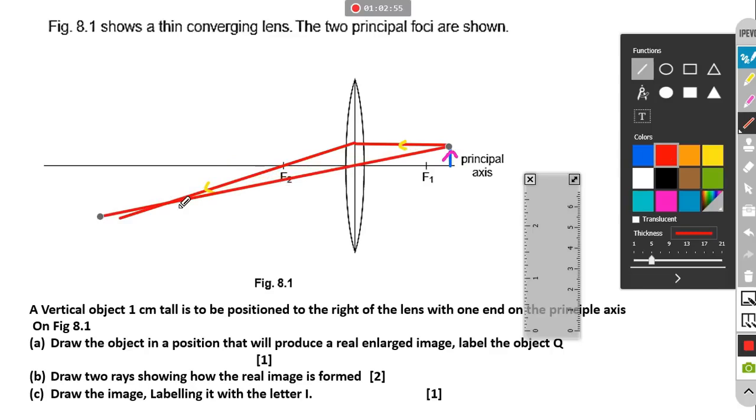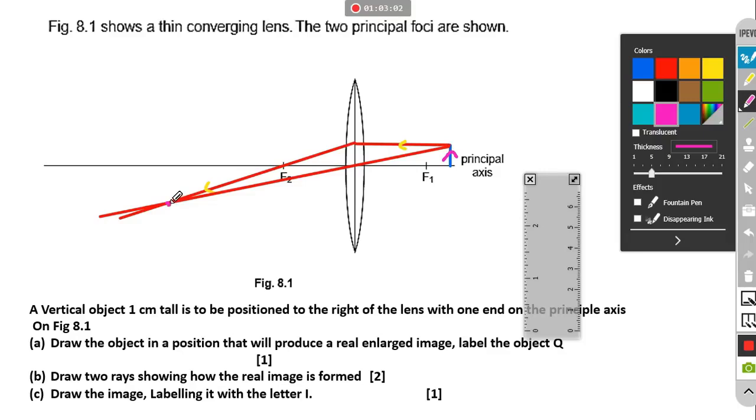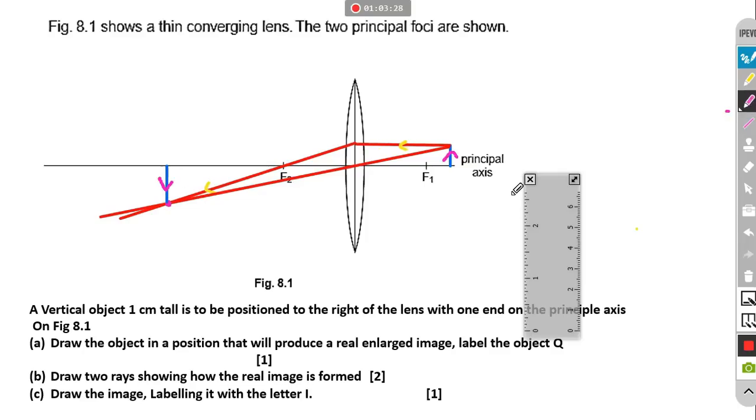You see they intersect at this point. Let me label the point of intersection. And that's where your image is. This is the image of this object. Of course, it's pointing down, it's in reverse. Now this is enlarged. You can see it's larger in size. We should label it with the letter I. So this is I, the image. This was the object O.